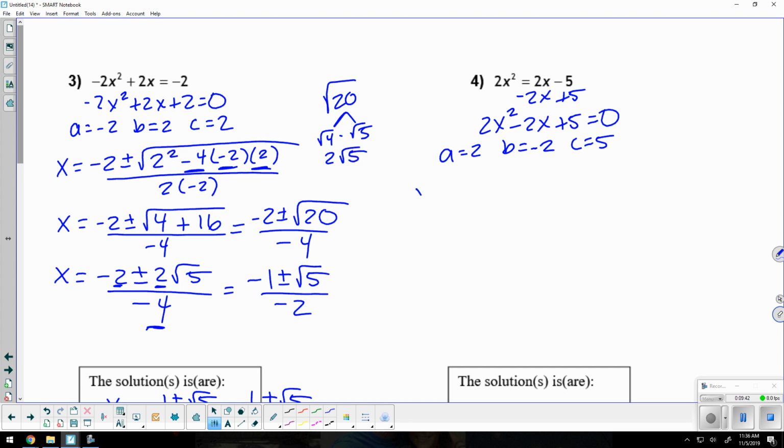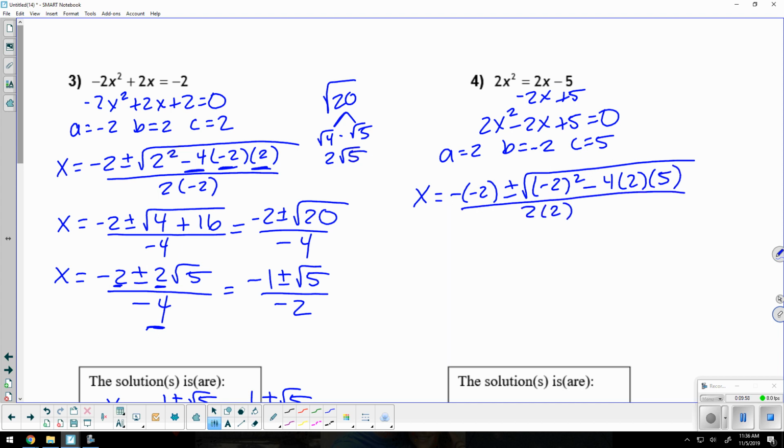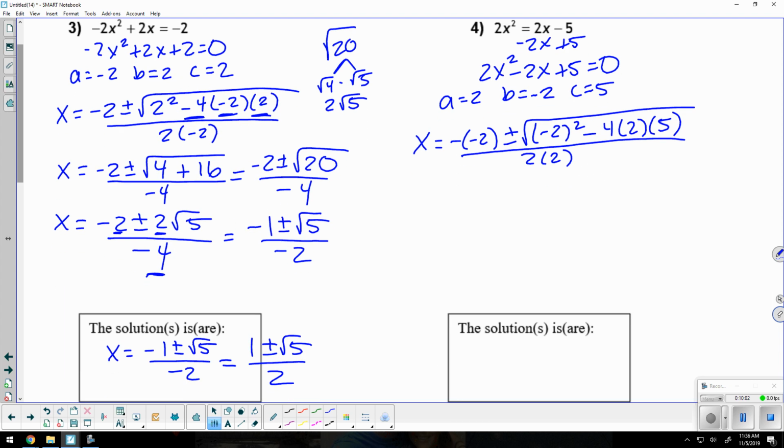So plugging this in, we'd have x equals negative b, so it'd be negative negative 2, plus and minus the square root of b squared, so negative 2 squared, minus 4 times a times c. This is all over 2 times a. All right, we got it all plugged in. So now, again, start calculating.